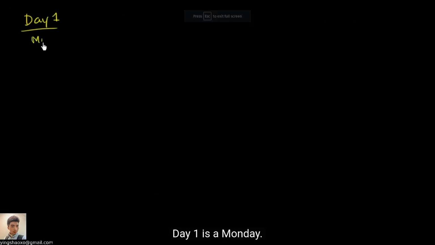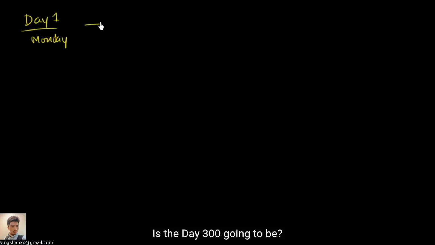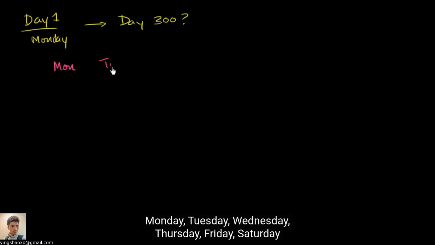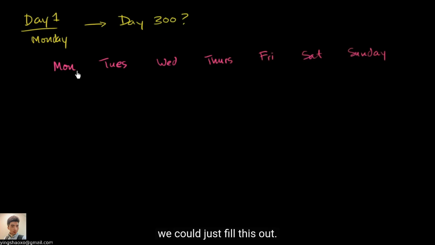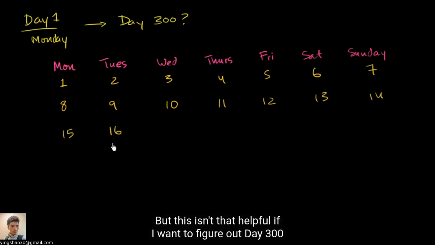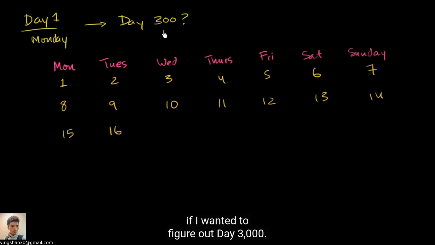Day one is what I want to figure out: what is day 300, what day of the week. Write out the days: Monday, Tuesday, Thursday, Friday, Saturday, and we had a lower number here. We could just fill out Monday is day 1, Tuesday is day 2, Wednesday 3, 4, 5, 6, 7, and I'll keep going. Day 8, 12, 14, kind of useful. I could just write it out if I want. This isn't that helpful if I want to find out day 3000.